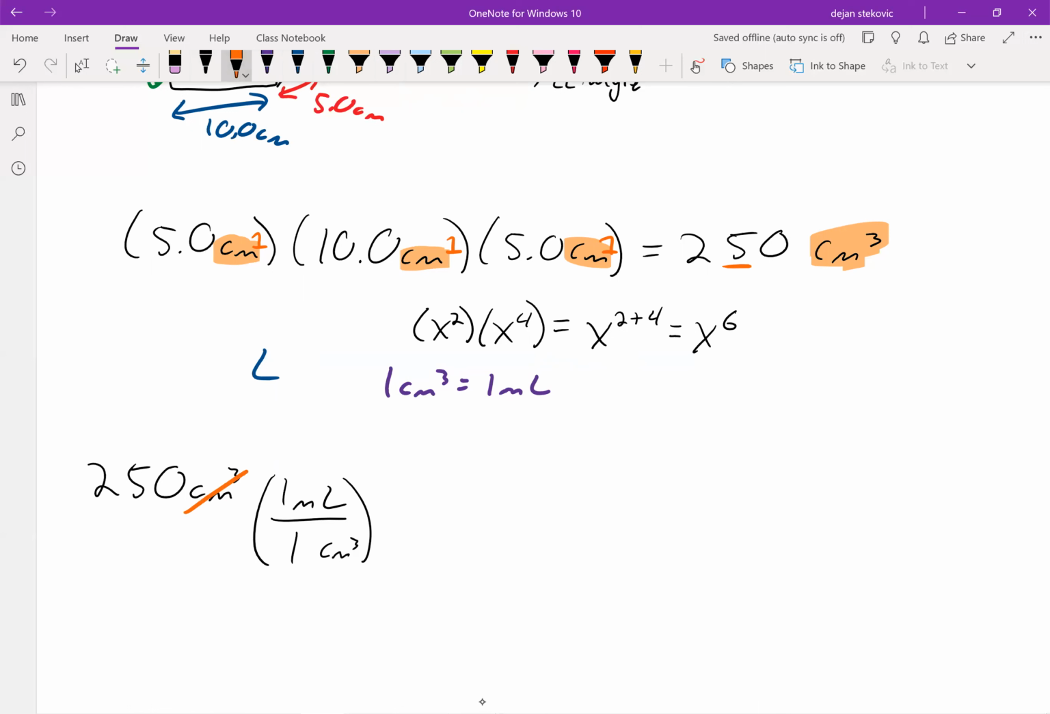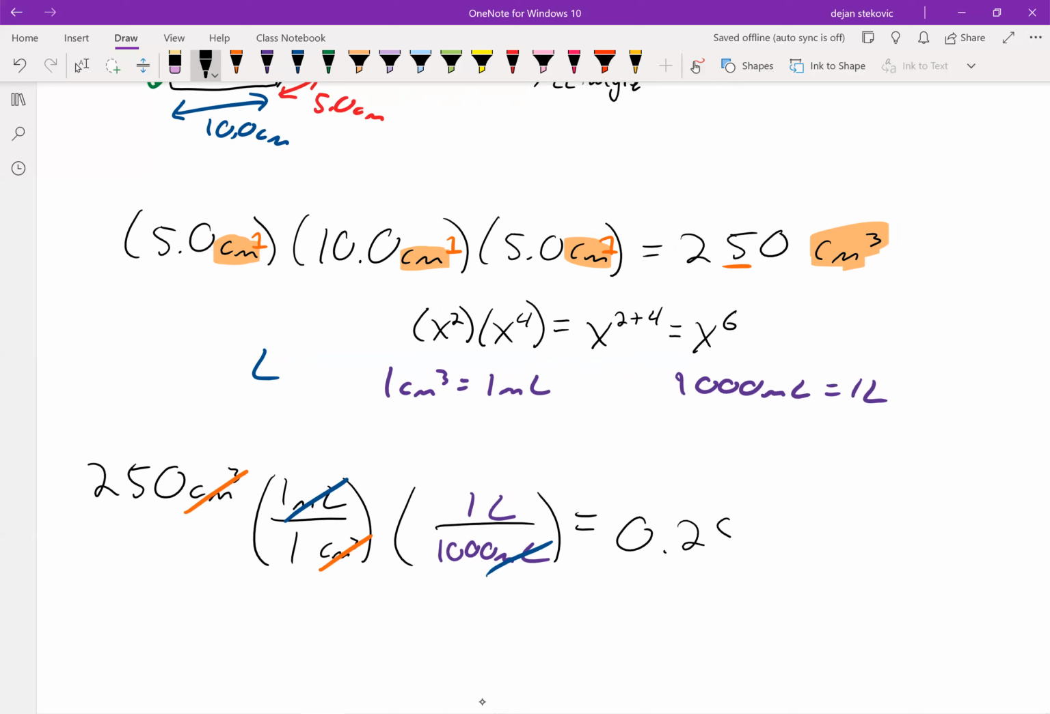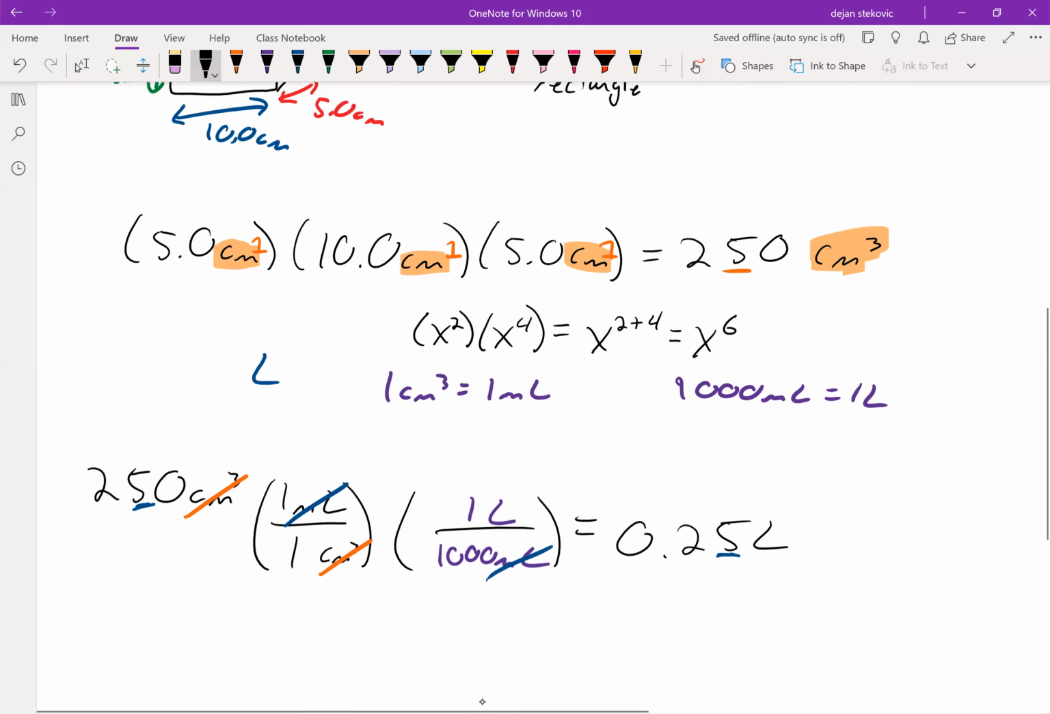The centimeters, I'll go ahead and cancel out. And then, of course, I know that 1,000 milliliters is equal to 1 liter. So 1,000 mL there, 1 L there. Milliliters and milliliters cancel out, and you're left with 0.25 liters, right? I only have 2 sig figs because this number only had 2 sig figs, because the two 5s only had 2 sig figs, and I only did multiplication and division.